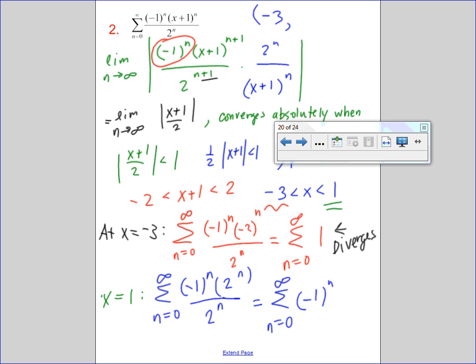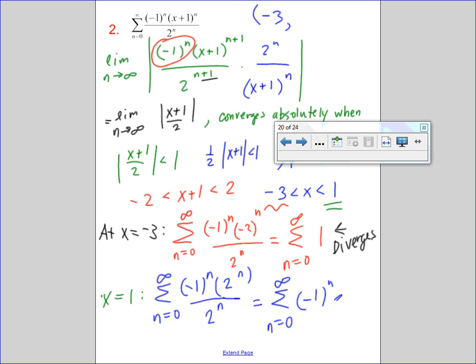Well, this is -1, plus 1, minus 1, plus 1, minus 1, plus 1, right? Don't be lulled into thinking that that equals 0 or converges, because the nth term does not approach 0. Furthermore, the partial sums would always be oscillating back and forth, and would not converge on a particular value. And so this diverges as well.